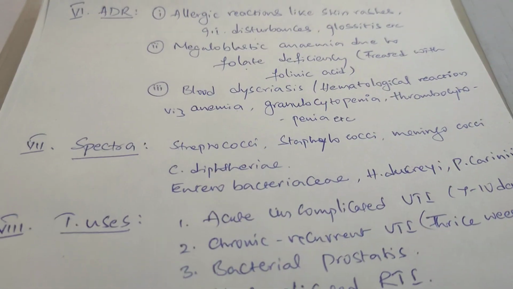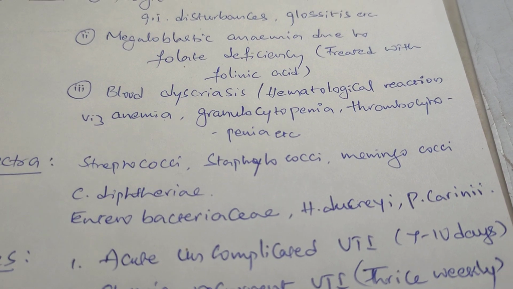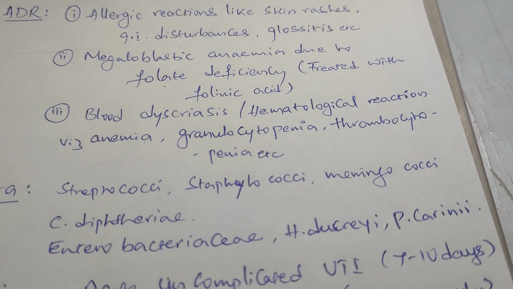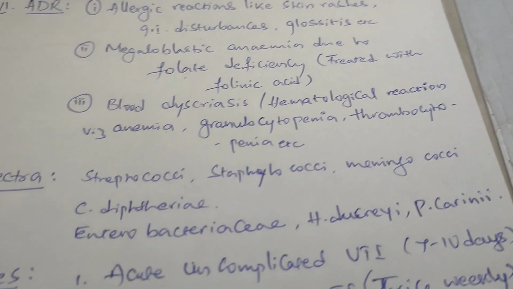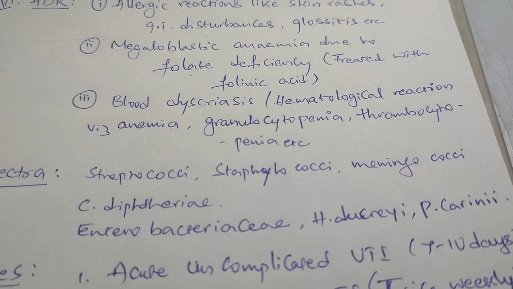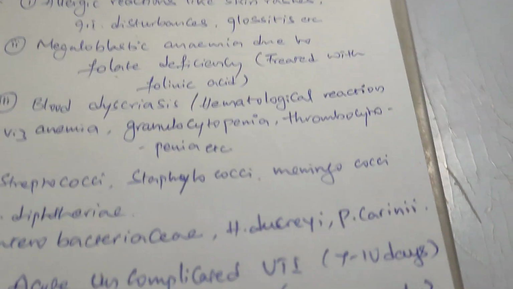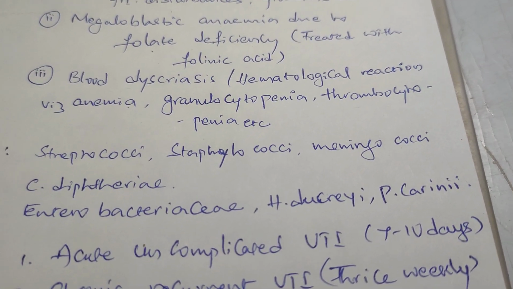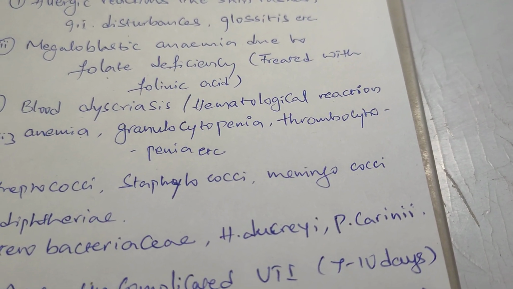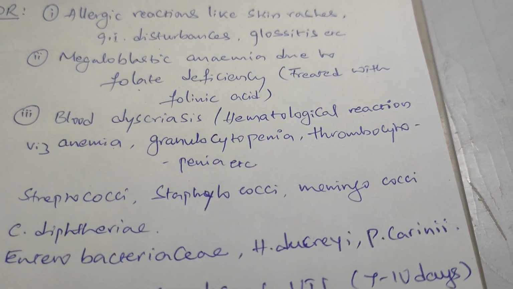Now let us see the spectrum of this combination. It is effective on many varieties of streptococci, a few varieties of staphylococci, some meningococci, and also Corynebacterium diphtheriae. It is also effective on Enterobacteriaceae: E. coli, Shigella, Salmonella, Klebsiella, and Proteus. It is also effective on the Haemophilus ducreyi organism which produces chancroid, and on the protozoal organism Pneumocystis carinii.